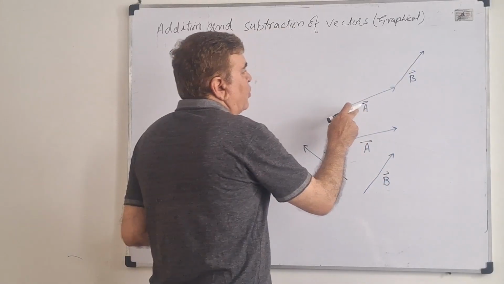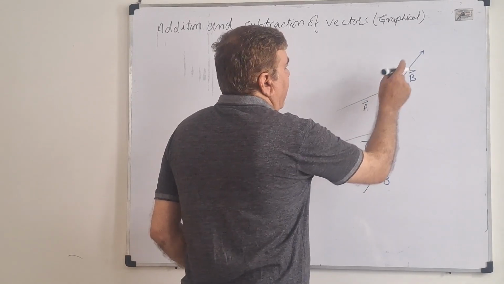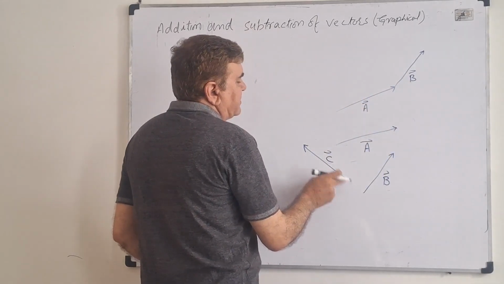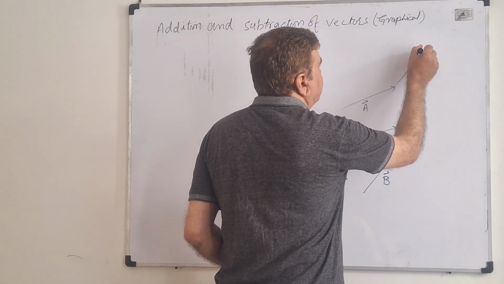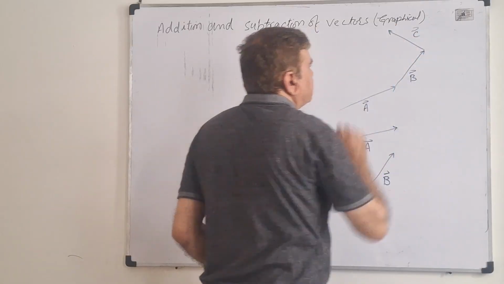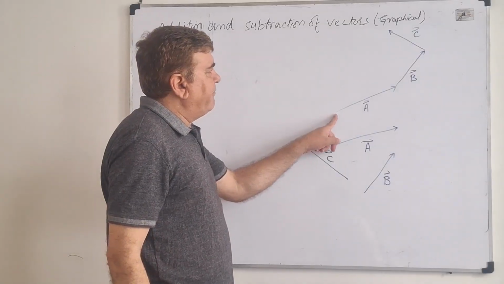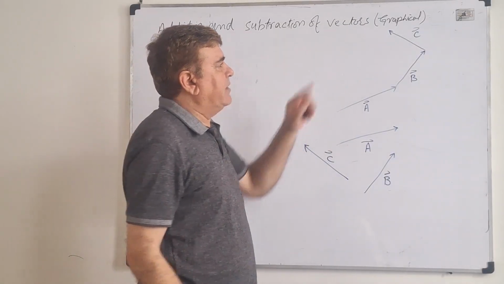What we have done, we have placed the tail of vector B on the head of vector A, and then I place the tail of vector C on the head of vector B and draw its representative line in this direction. So the final step is to join the tail of vector A with the head of vector C.